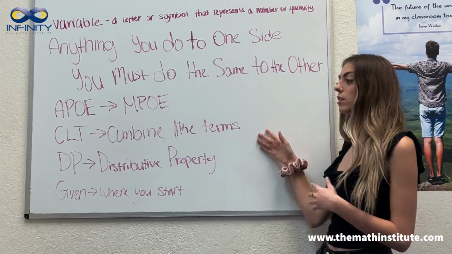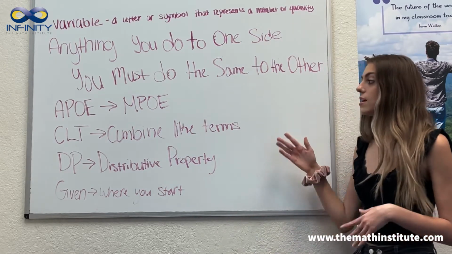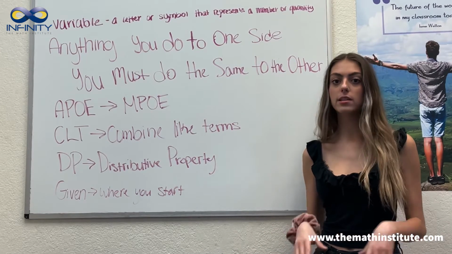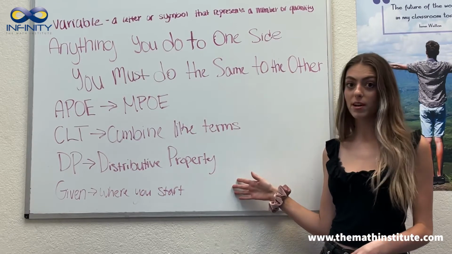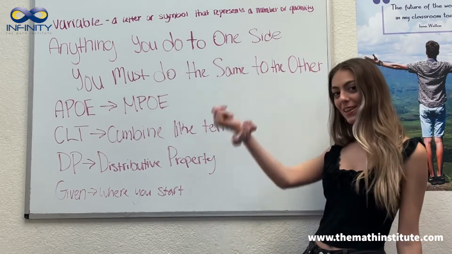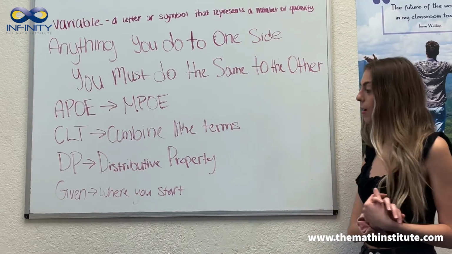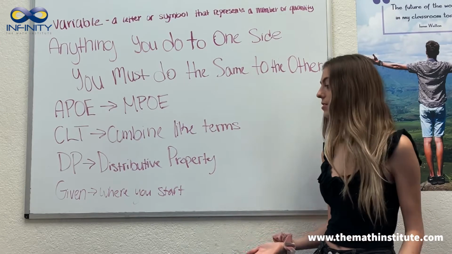And we are going to look into some properties as we go into this. So CLT is basically combining like terms, same exponents, same variables. And then the other one is distributive property, my lovely math humps. Check out our other video if you want to learn more about distributive property. And then the last one is given. It's simply the information that they give us, where you start.